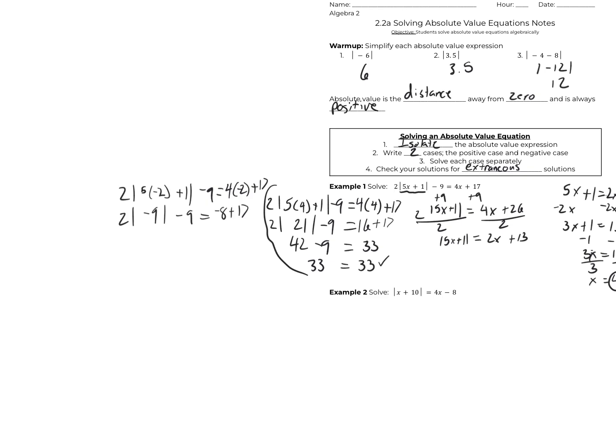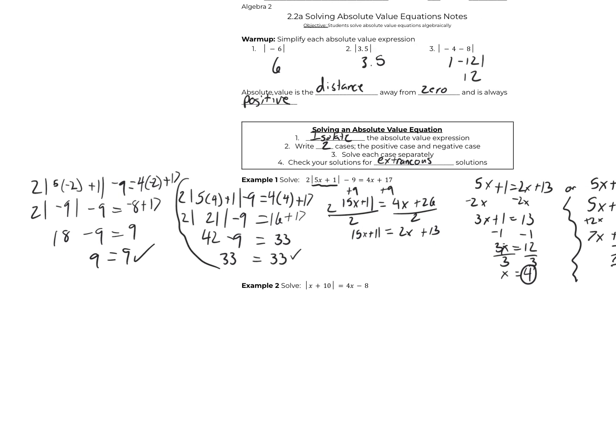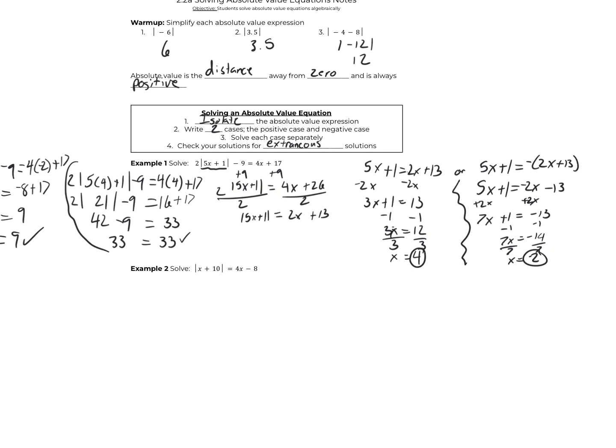All right, the absolute value of negative 9 is 9, and 2 times 9 is 18. And negative 8 plus 17 is 9, and 18 minus 9 is 9. So that checks as well. So we have 2 good solutions. X could be 4, and X could be negative 2. So both of those answers are correct.